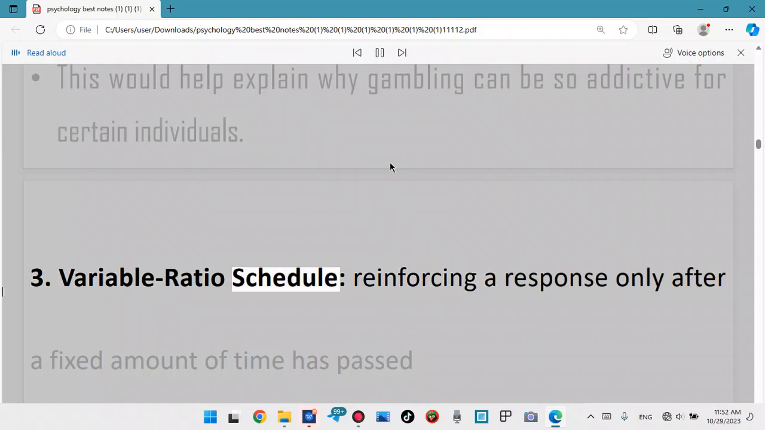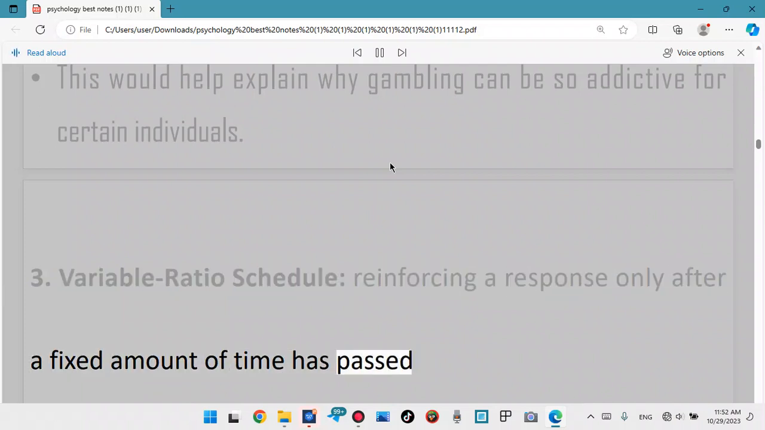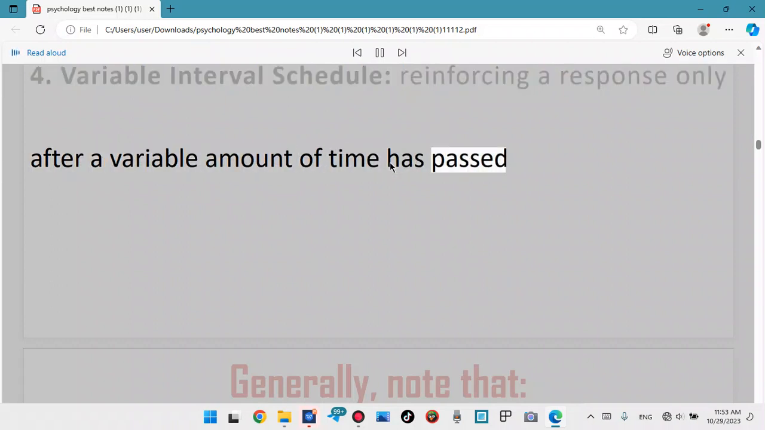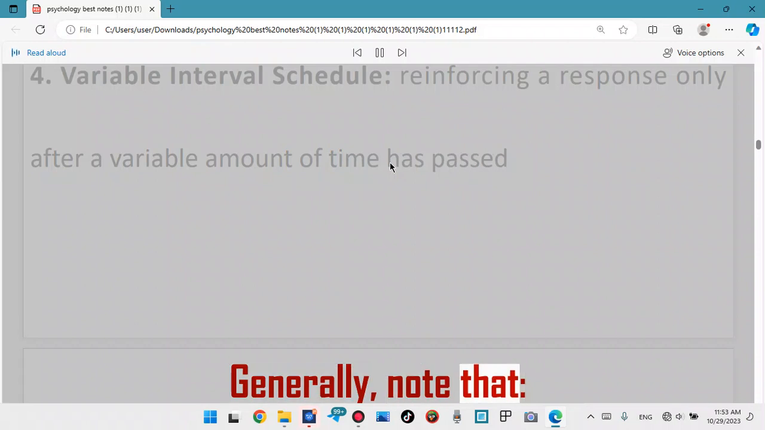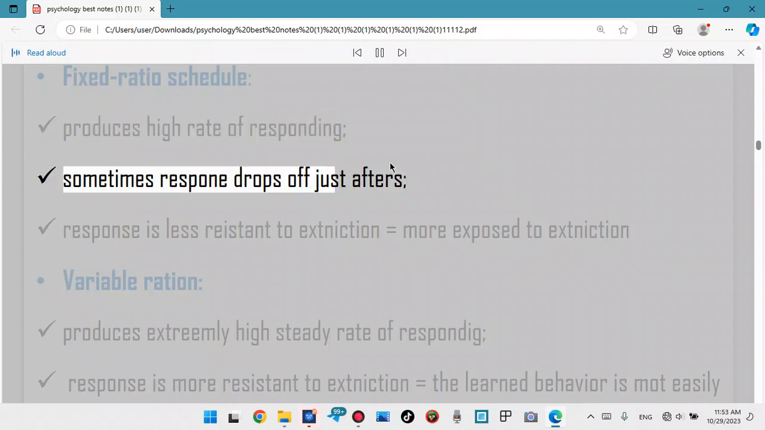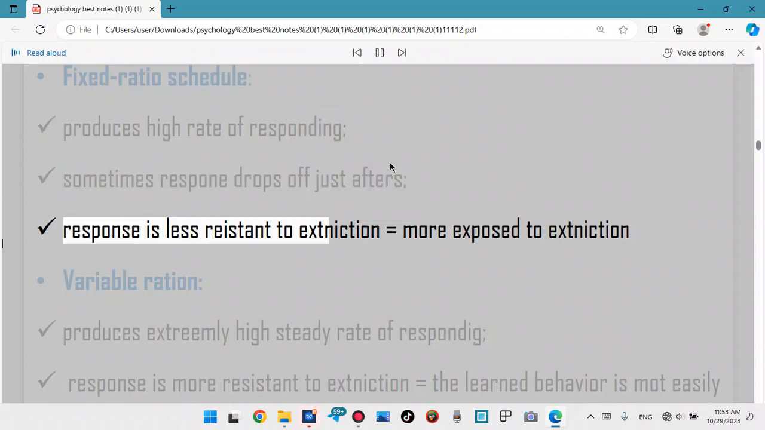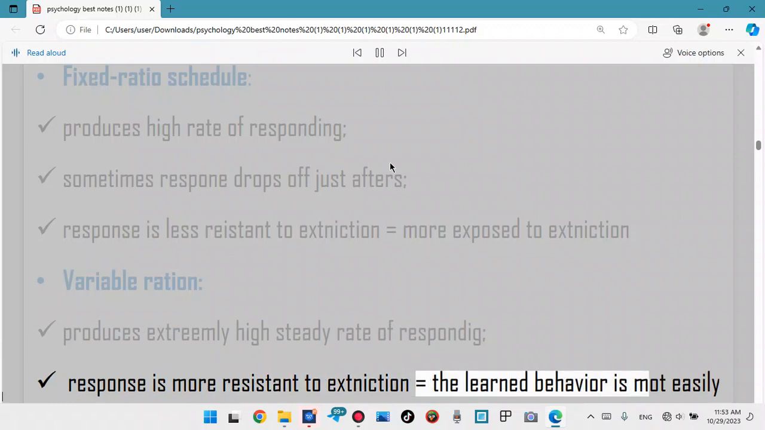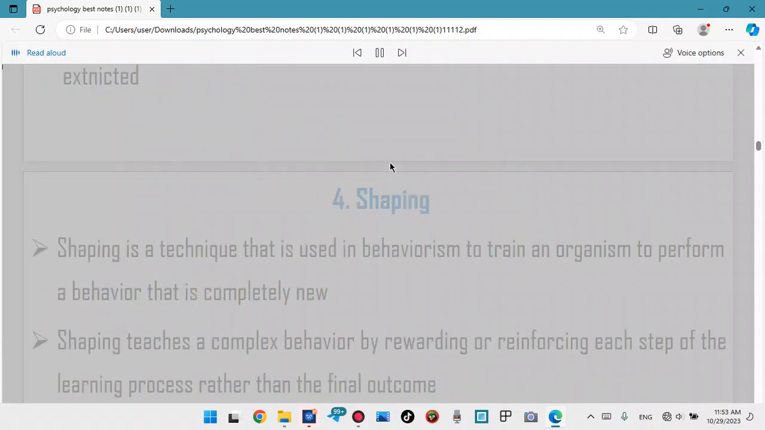3. Fixed interval schedule, reinforcing a response only after a fixed amount of time has passed. 4. Variable interval schedule, reinforcing a response only after a variable amount of time has passed. Generally, note that a fixed ratio schedule produces a high rate of responding, though sometimes responding drops off just after reinforcement, and the response is less resistant to extinction, meaning more exposed to extinction. A variable ratio produces an extremely high, steady rate of responding, and the response is more resistant to extinction, meaning the learned behavior is not easily extinguished.